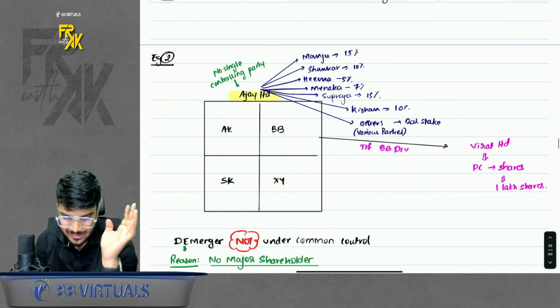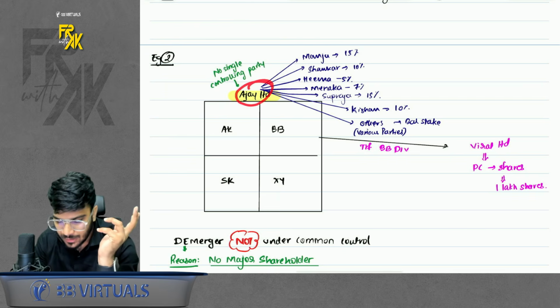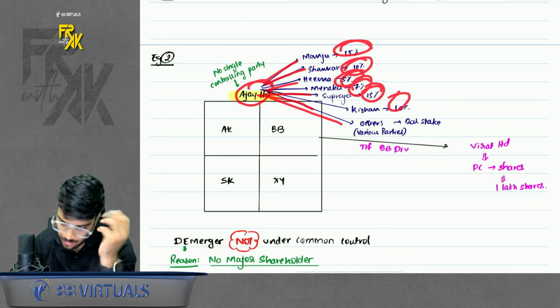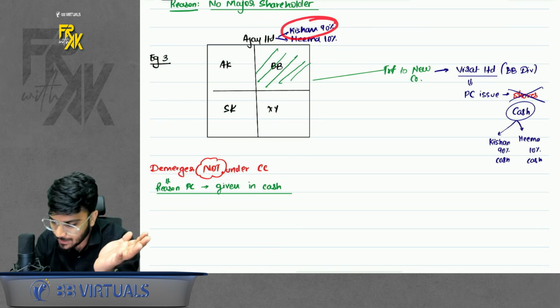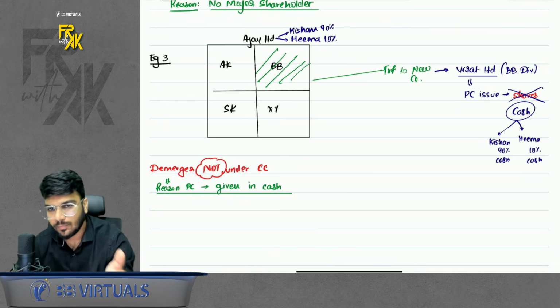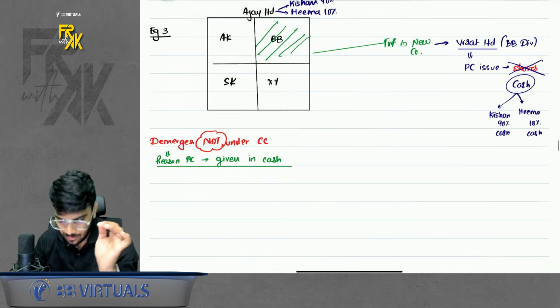Let's say for example, I took example number 2, wherein in Ajay Limited there were so many shareholders, there was no major shareholder present. Okay, so it is demerger not under common control. Or if there was a major shareholder but the PC was given in cash, then also it is demerger not under common control. Do remember that.